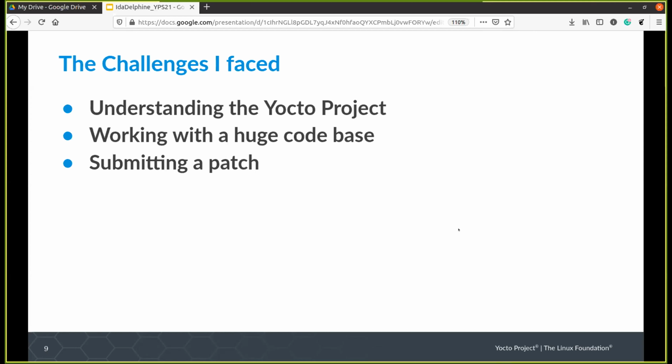Also, working on a huge code base. I had never really worked on a huge code base like the Yocto project, and trying to look at someone else's code and understand the person's code. So it was quite a challenge for me, but I found my way around it. And also, submitting my first patch was a problem because all I knew how to do was submit a pull request on GitHub. So it was quite a challenge for me understanding what patches are and finally submitting a patch the right way.